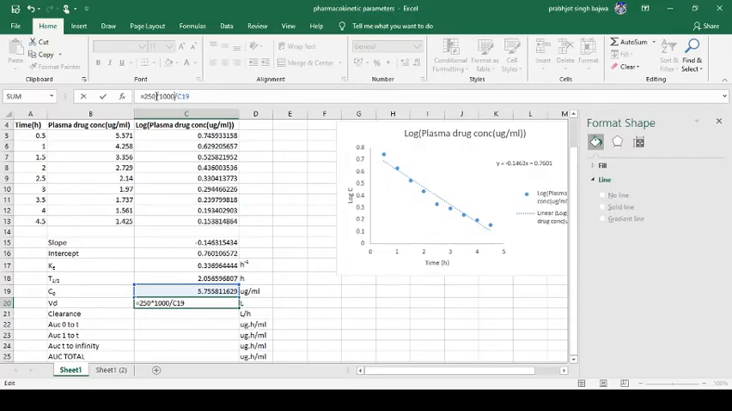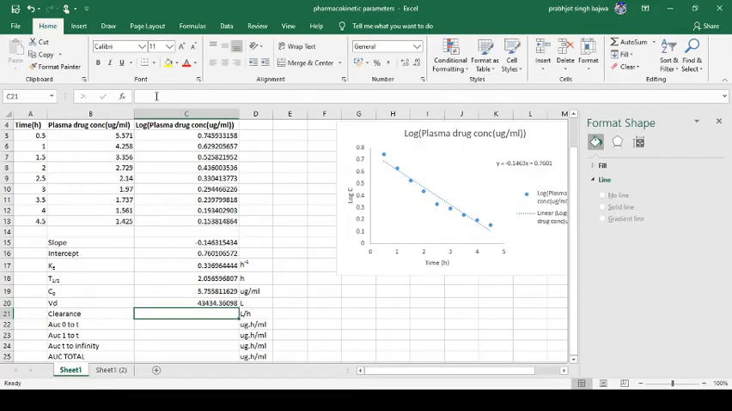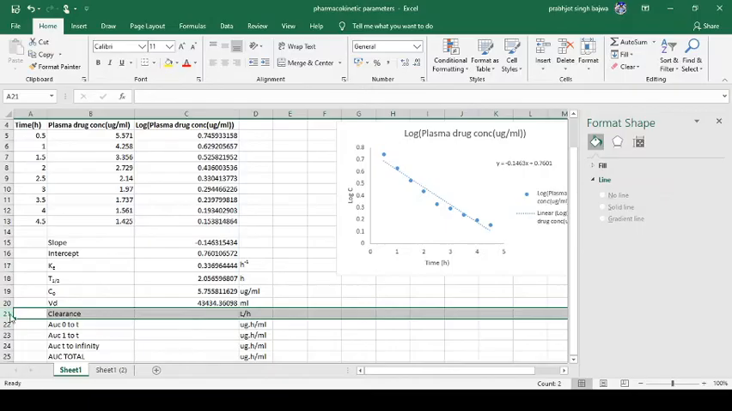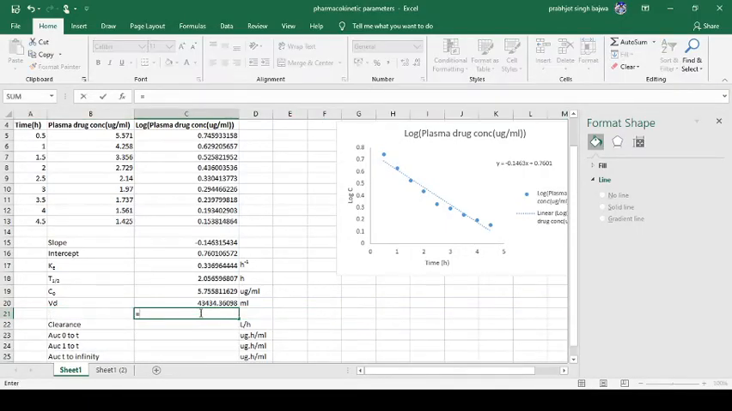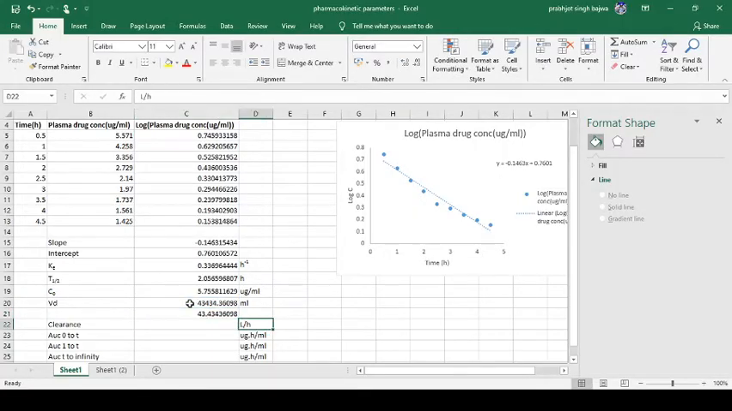Okay, so this will give us the value in milliliters. Now, to convert into liters, we have to divide it. The thing is the same, but to explain, I have done it. We will divide this value by 1000 and it will give you the value in liters.